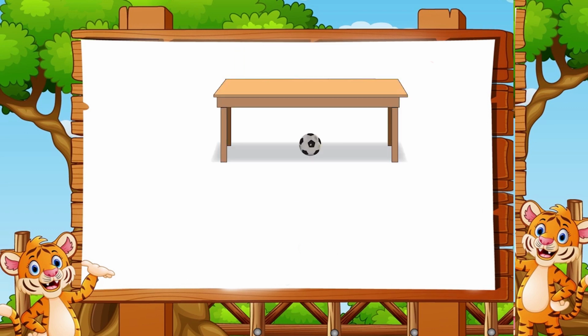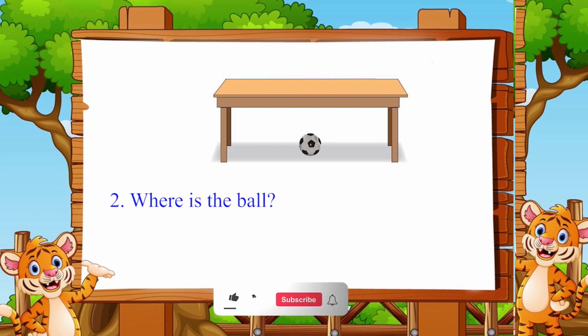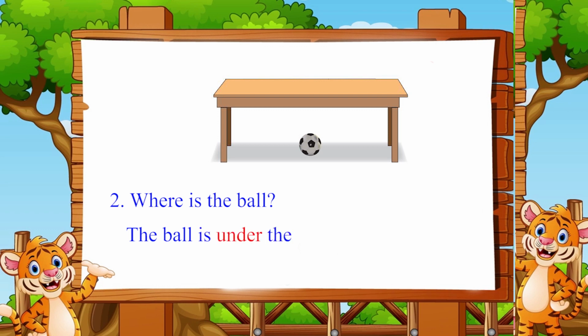Number 2. Where is the ball? If you say, the ball is under the table, the boy is under the table, you are right.